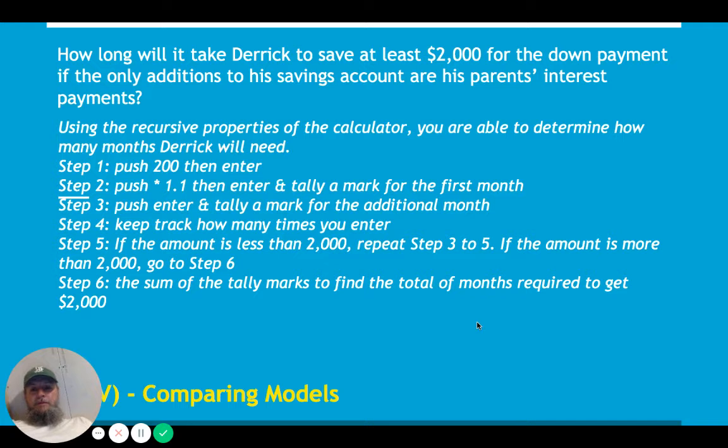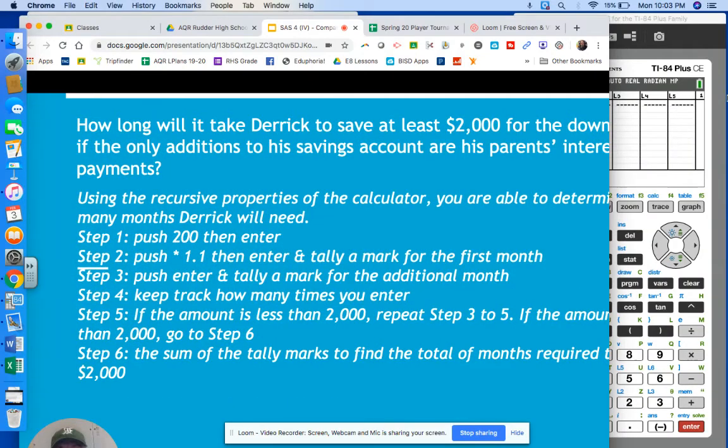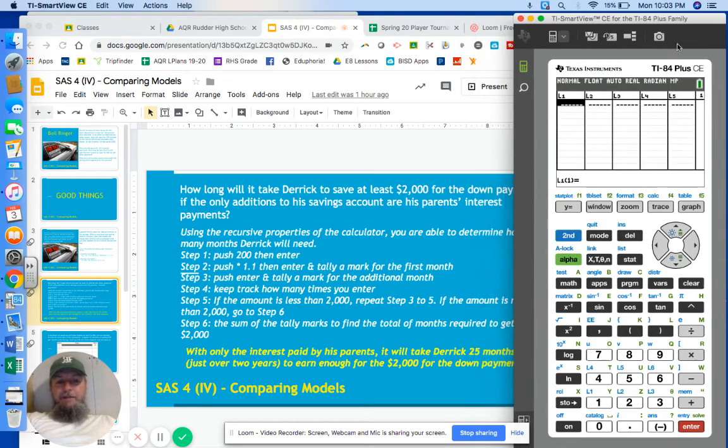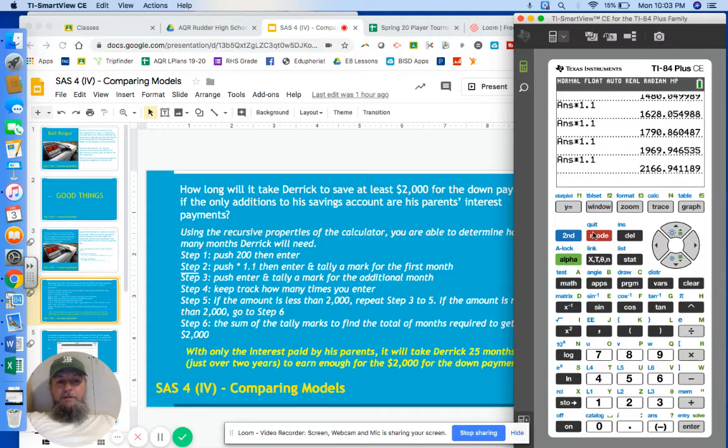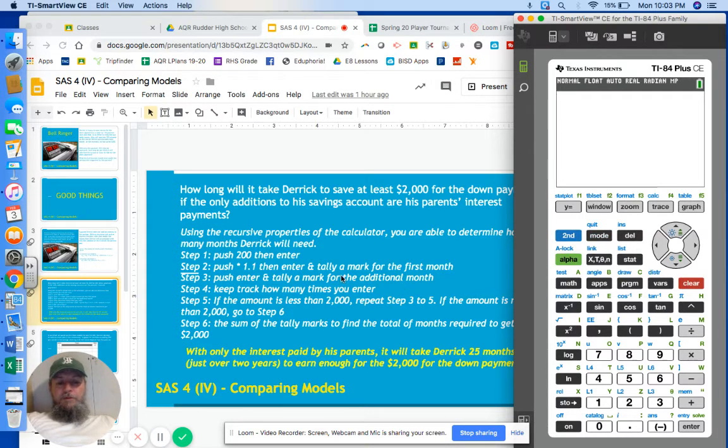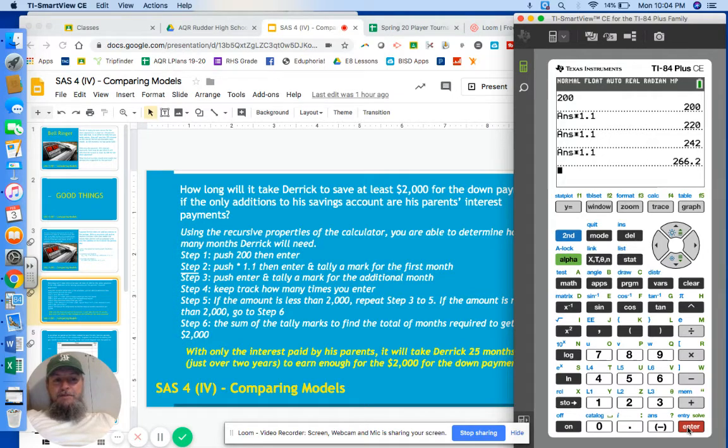So let's use the recursive process of the calculator to show how this works. We're going to put 200 and then enter. So I have 200. Then the second step is to multiply times 1.1. Notice it uses whatever the last answer is, 200, and we do whatever that function is, which is times 1.1, and hit enter. The answer, 200 times 1.1, is 220. If I hit enter again, it does the same exact function, except it uses the last answer, and if I want to continue doing that, it'll use the last answer every time.